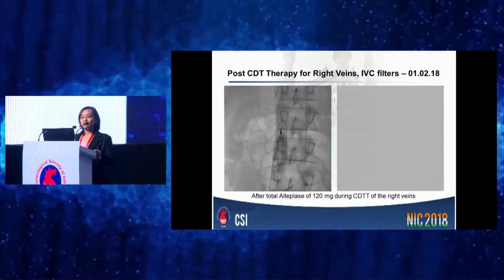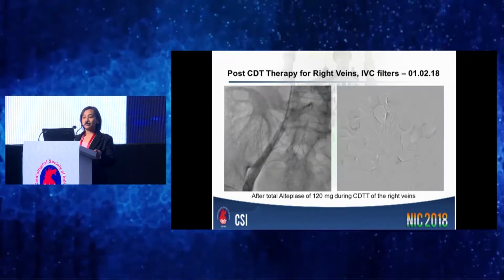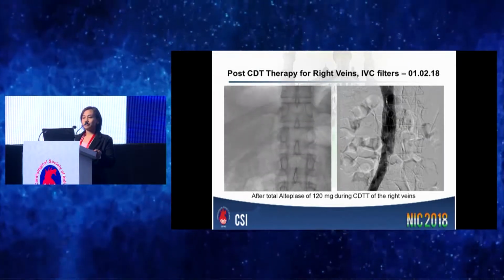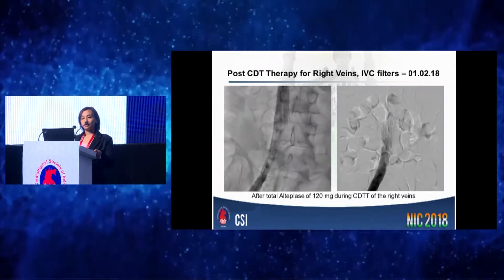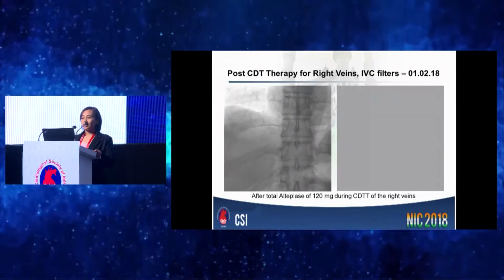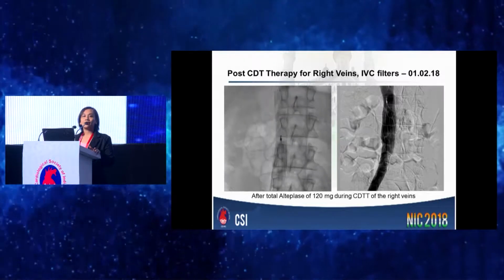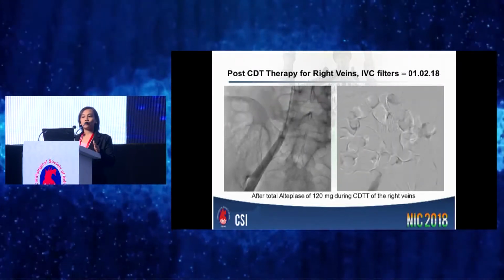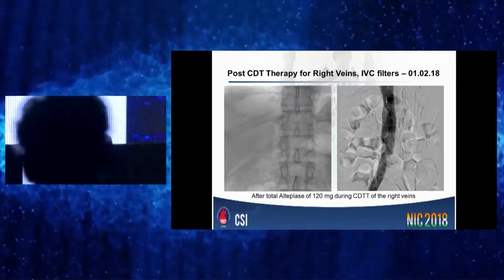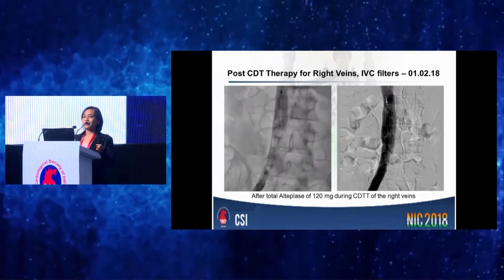And after about 120 milligrams during this catheter-directed thrombolysis, we could see a lot of improvement. Afterward, we can see the complete recanalization of the right-sided veins and also the complete recanalization of the IVC filter at that time.